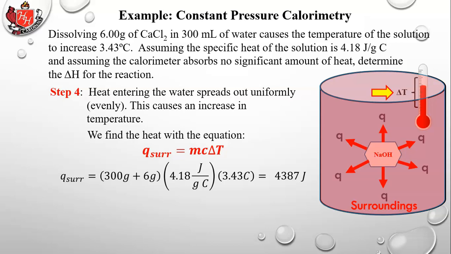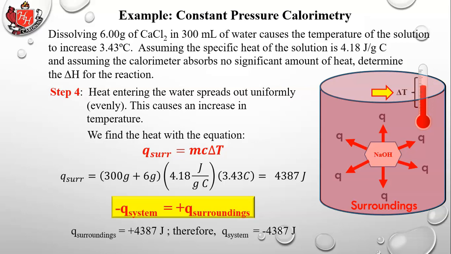The specific heat that we're going to use for the surroundings is the specific heat of water, so that's going to be an approximation because there's not much difference, and that's 4.18 joules per gram centigrade. And the temperature change we said is 3.43. Now it's a positive 3.43. That means the temperature is going up. And when you multiply all of that out, you get the Q into the surroundings of 4,387 joules. So we know therefore that the Q coming out of the system is also going to be 4,387 joules.